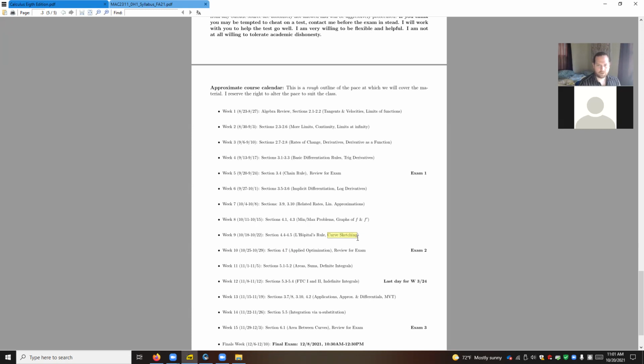Now, the curve sketching section, depending on how much work we need to spend on L'Hopital's rule, we may get through this on Friday. We may need to split it between Friday and Monday. That's okay. And then that will leave us Wednesday of next week for the applied optimization. Perhaps a little bit more on Friday, but then we'll be getting ready for the test.